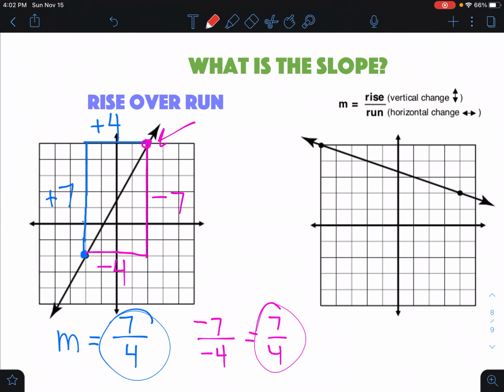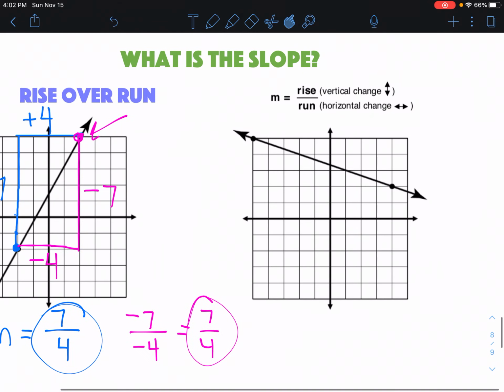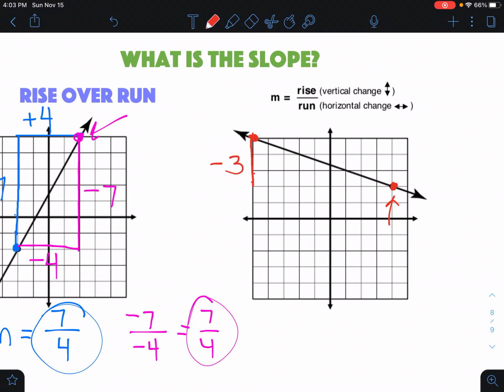All right, let's try this next one here. Rise. Remember, you always have to go up and down first. Okay, I have 2 points. I can pick either one you want to start at. I usually pick the one on the left first, so I'm going to start here. And now to get to this point over here, I've got to go down 1, 2, 3 units. So because I went down, that's negative. And now I got to go to the right. 1, 2, 3, 4, 5, 6, 7, 8, 9. Went to the right, so that's positive, right?